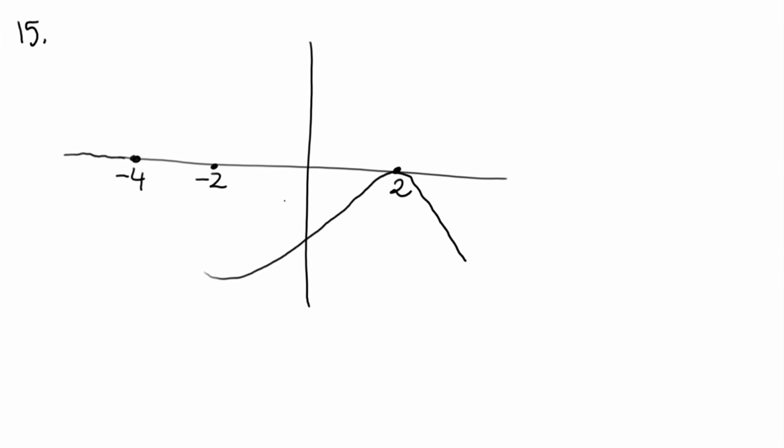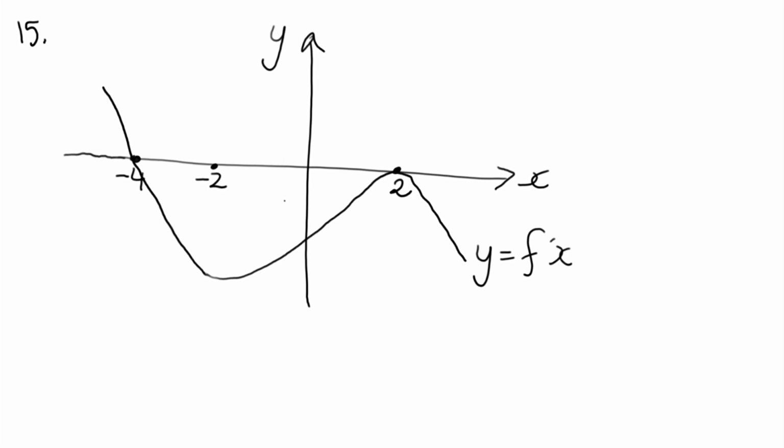It's got a repeated root at 2. At -2 it has to turn. So I've turned it here, and then it has to cut through at -4. So that would be an example of y equals f of x. Repeated root at 2, cutting at -4, positive gradient crossing the y-axis, and a stationary point when x equals -2.